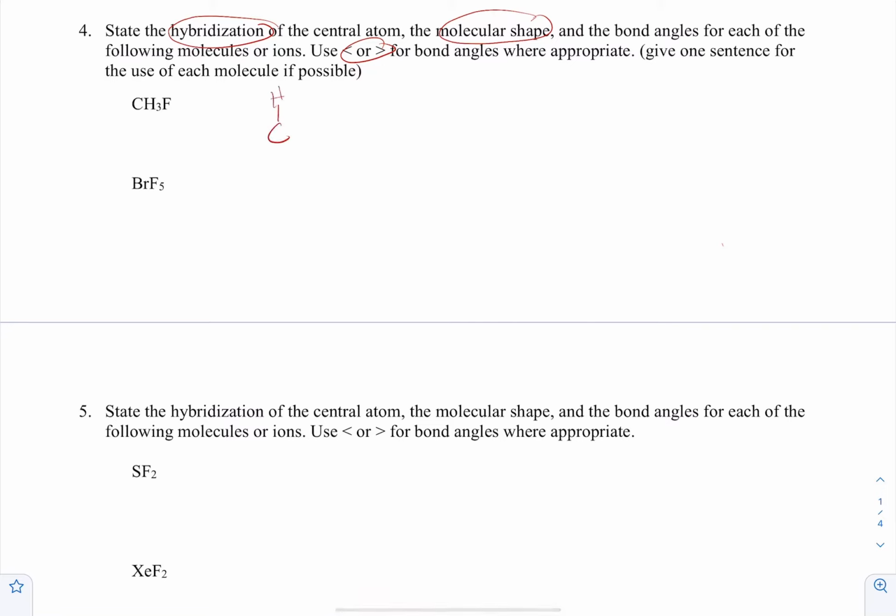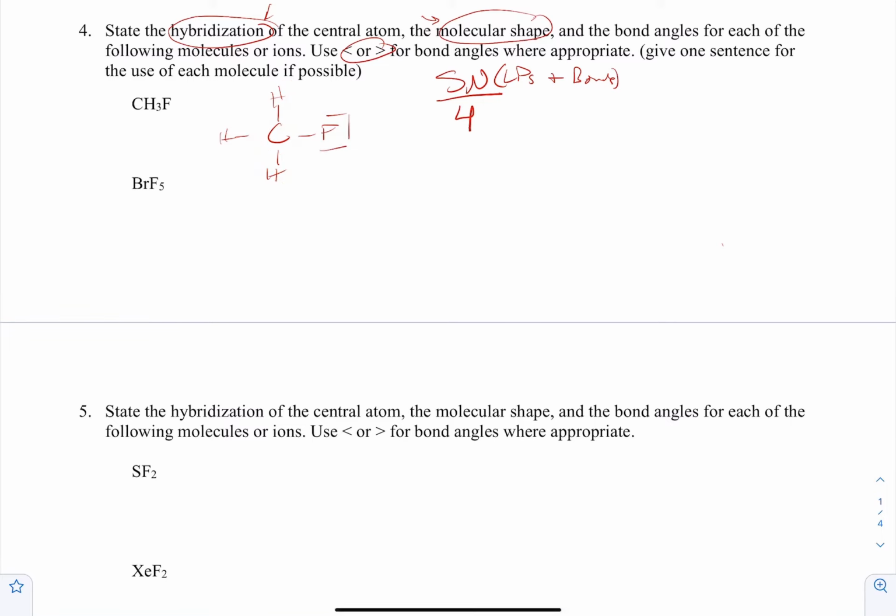In this case, this would be the Lewis structure for CH3F, with 3 lone pairs on the fluorine. Now, I'm going to skip hybridization for a second, because if we know the molecular shape, it's actually really easy to figure out the hybridization. So the first thing you need to do is figure out the steric number. The steric number is lone pairs plus bonds. In this case, I've got 1, 2, 3, 4 bonds on the central carbon, so I'm going to put the steric number as 4.